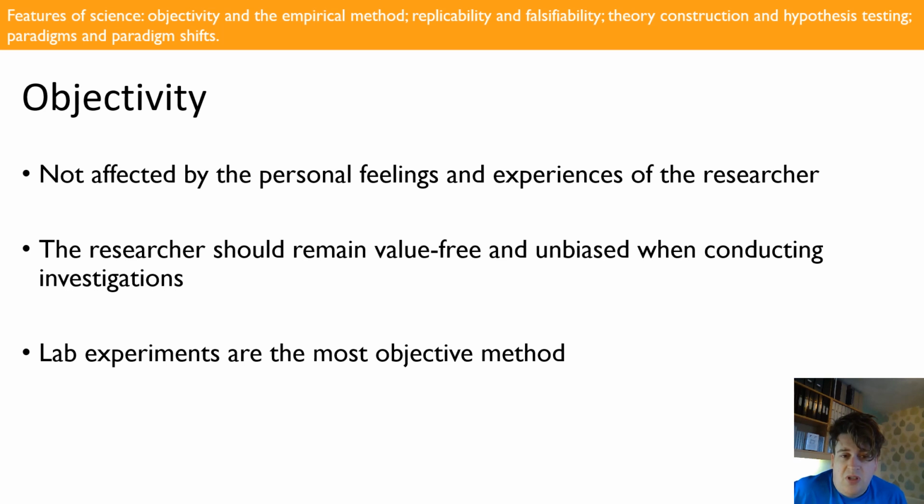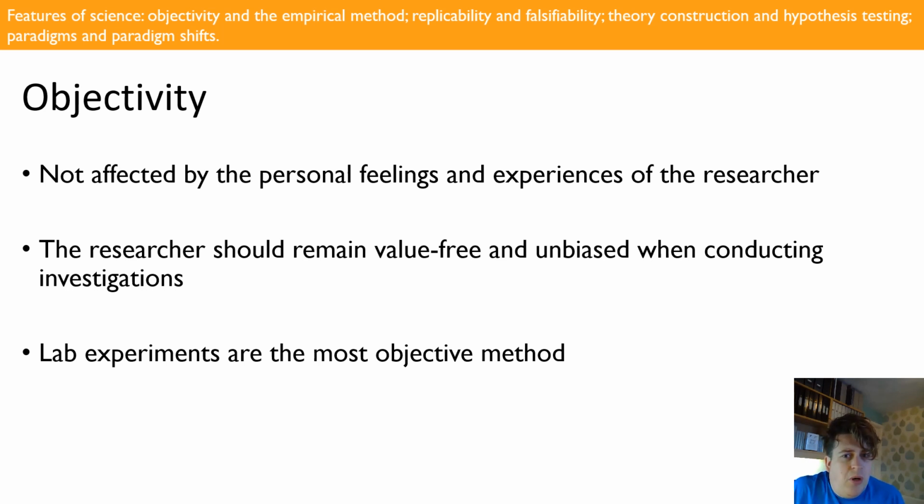So if something's objective, it means it's not affected by any personal feelings and experiences of the researcher. The opposite of objectivity is subjectivity. So that's where it's up to that person's interpretation. The main thing that we can think of as being objective would be lab experiments, because of them being highly controlled. Things like content analysis, particularly thematic analysis, is very much up to the interpretations of the researcher themselves.